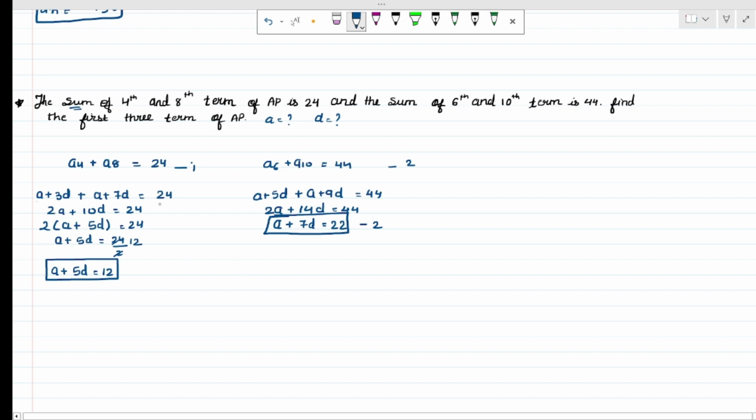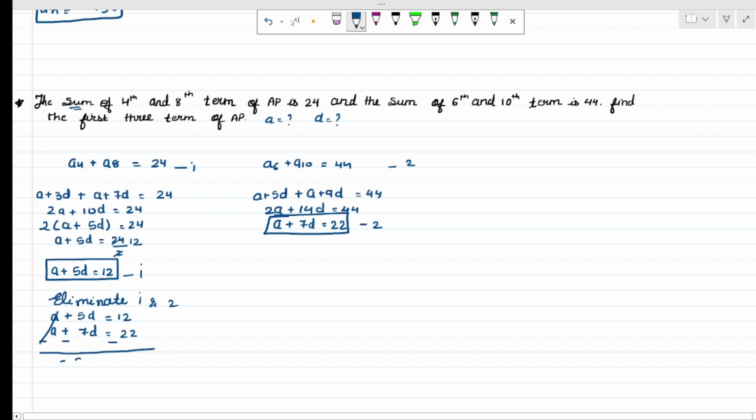As we have seen in the first examples, now we need to eliminate using equations 1 and 2. That means you need to subtract. A plus 5D equals 12 and the second one is A plus 7D equals 22. As I said earlier, I need to cancel this A out. What will I do? I will change my sign completely for all 3 terms. This plus becomes minus, this plus becomes minus. This A and this A are getting cancelled.